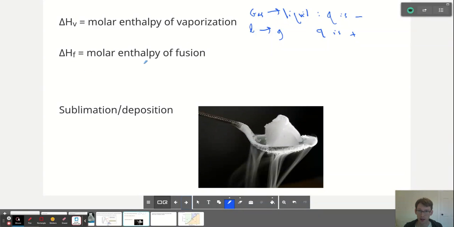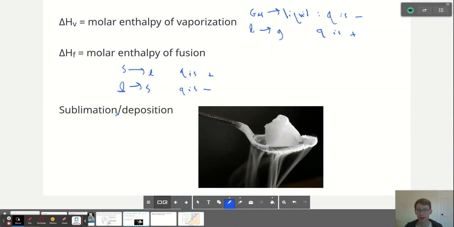Molar enthalpy of fusion is another value, and this is for solid to liquid, and the reverse being from liquid to solid. The values in both cases are the same, it's just different directions. For solids going to liquids, you are breaking IMFs, which means that you're going to have a positive value Q, and for liquid going to solid, Q is going to be negative.